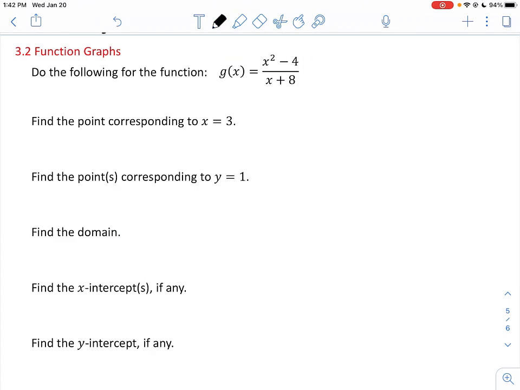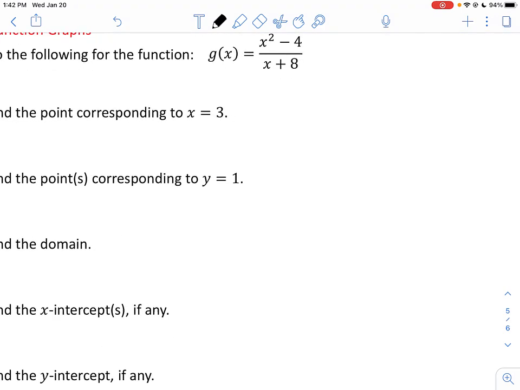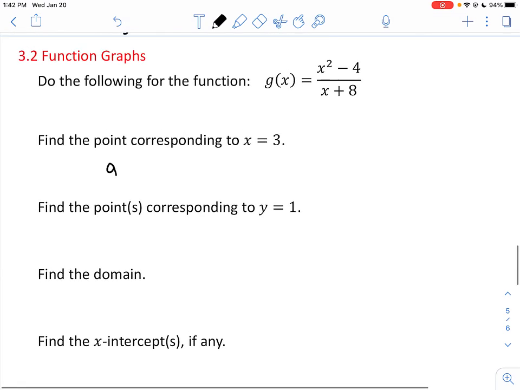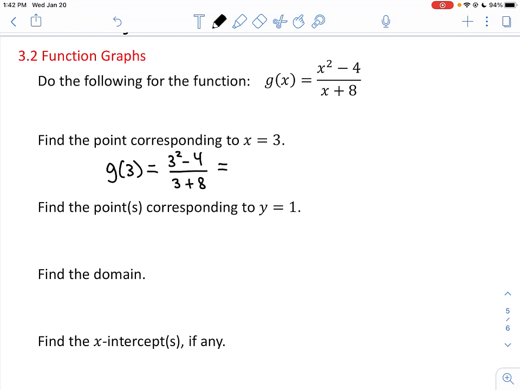Do the following for the function g of x equals x squared minus 4 over x plus 8. So find the point corresponding to x equals 3. So this just means we have to evaluate the function at 3. So we say, okay, well then what's g of 3? So plug 3 in for all the inputs. So we have 3 squared minus 4 over 3 plus 8. 3 squared is 9, minus 4 is 5, and 3 plus 8 is 11. So we get 5/11ths. So the point that we're after is (3, 5/11). This would be a point on our graph.